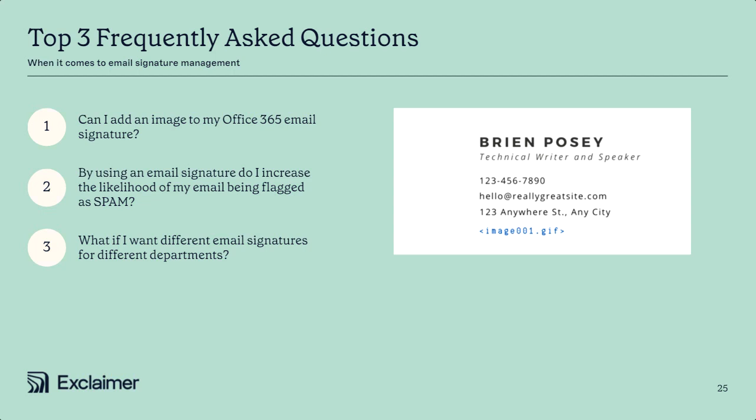And number 3, what if I want different email signatures for different departments? That can be done in Mailflow, as you pointed out, Brian. Also, you can do that in a third party as well. So particularly the Exclaimer solution, you can link them to Azure or Entra groups for specific departments and link those signatures to those departments.